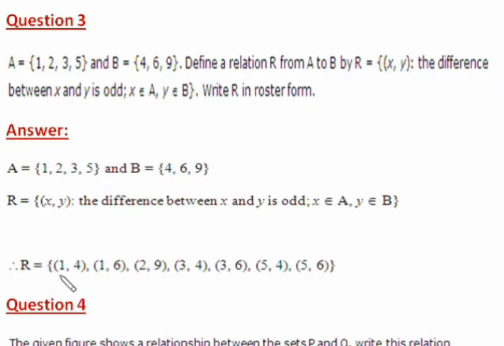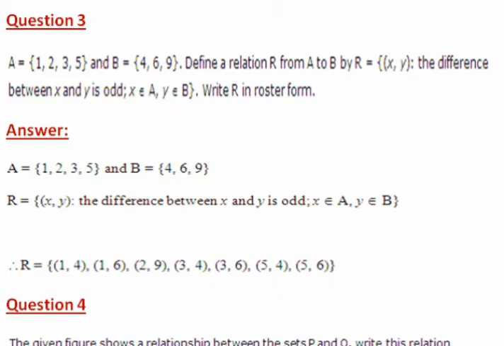Now here, the difference between 1 and 4 is 3, 1 and 6 is 5, 2 and 9 is 7, 3 and 4 is 1, 3 and 6 is 3, 5 and 4 is again 1, and 5 and 6 is 1. It may be minus 1 or plus 1, it does not matter, but we consider only those pairs whose difference is odd, maybe minus 1 or plus 1.